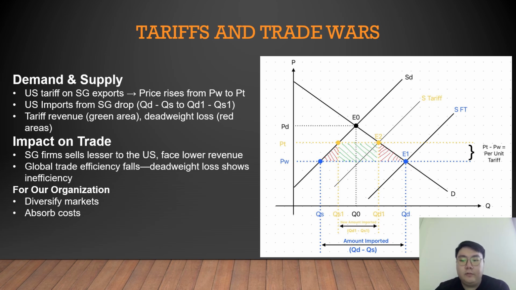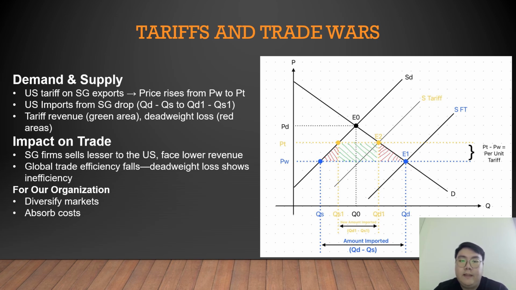Moving on to topic 2, tariffs and trade wars. With President Trump's recent election, tariffs are back in the spotlight, and we need to understand their impact on our organization. First, let's look at the demand and supply diagram showing the US market for a Singaporean export. The downward sloping line labeled D is US demand, and the upward sloping line SD is US domestic supply. Under free trade, Singapore's supply curve can be represented with SFT.